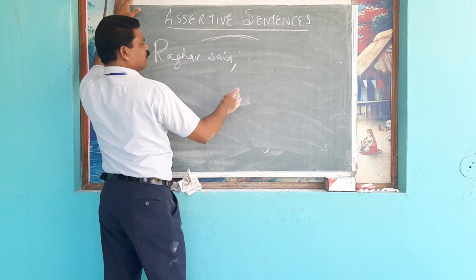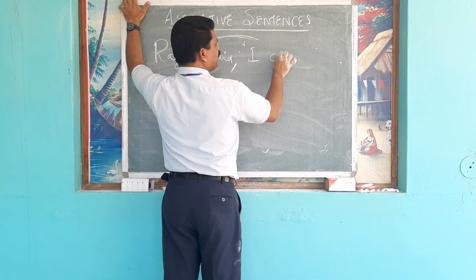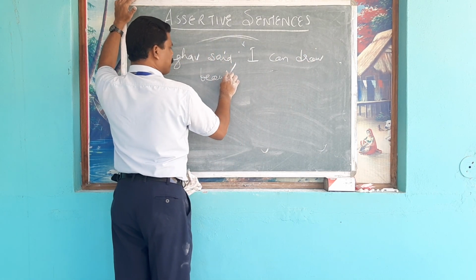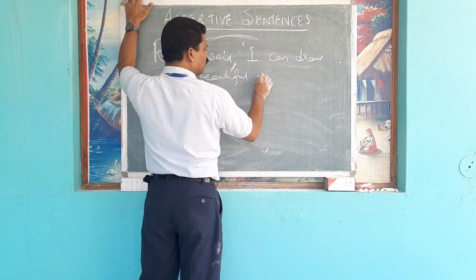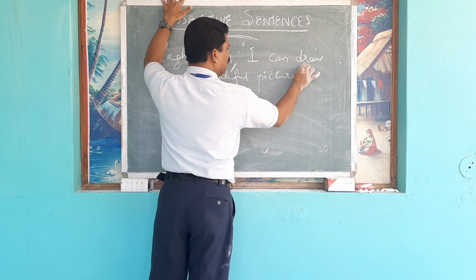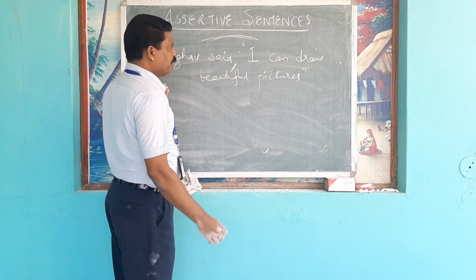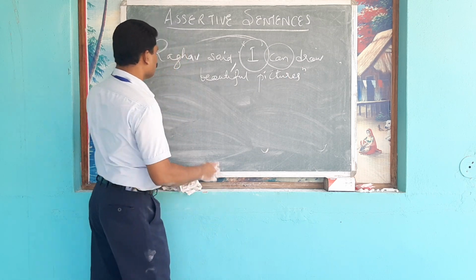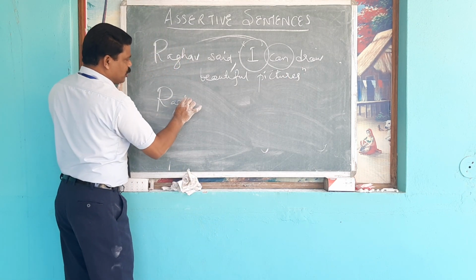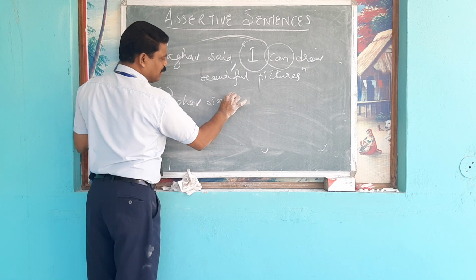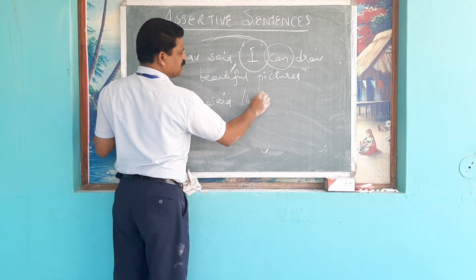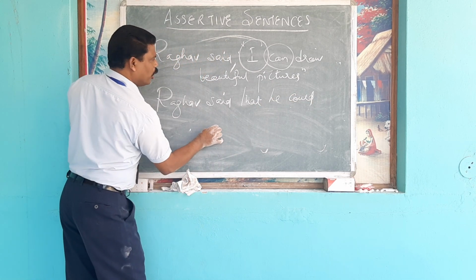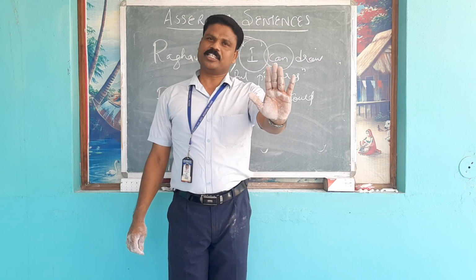Raghav said, I can draw beautiful pictures. And I will change, can will change, no other words. So you can write the answer as Raghav said that he could draw beautiful pictures. Can changes into could.